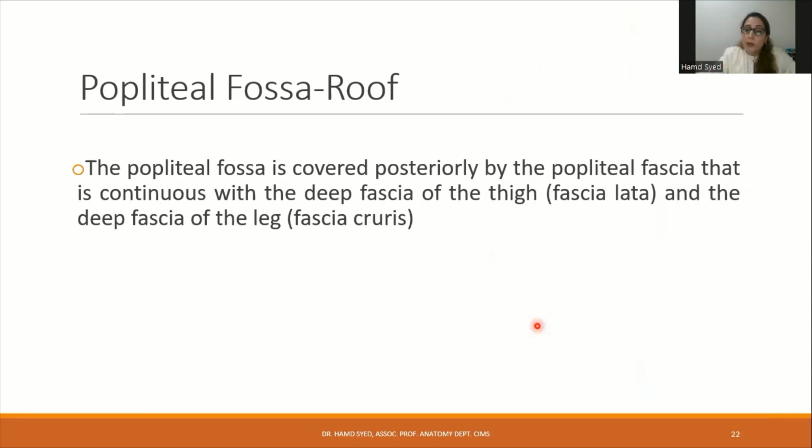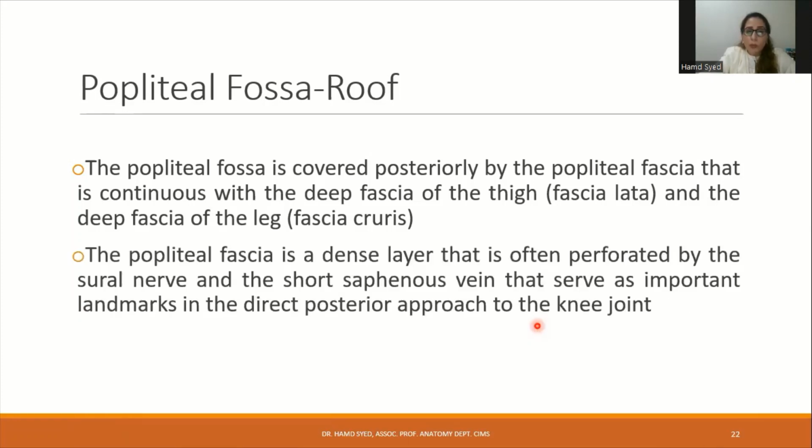Now, when we talk about the roof of the popliteal fossa, remember it is covered by a fascia known as popliteal fascia in this region, and this is continuous with the deep fascia of the thigh, which is fascia lata, and also with the deep fascia of the leg, which is fascia cruris. The popliteal fascia is the dense layer. It is often perforated by the sural nerve and the short saphenous vein, and these serve as important landmarks in the direct posterior approach to the knee joint.